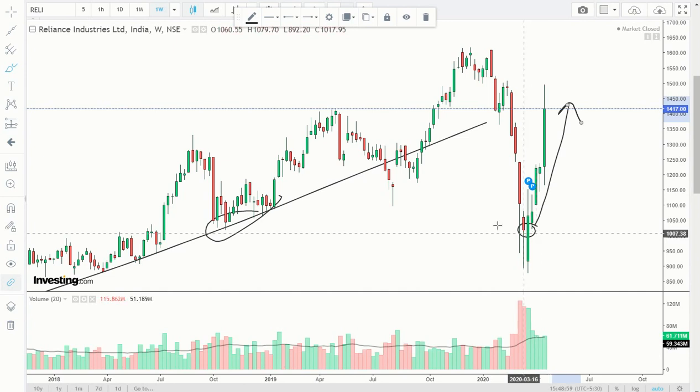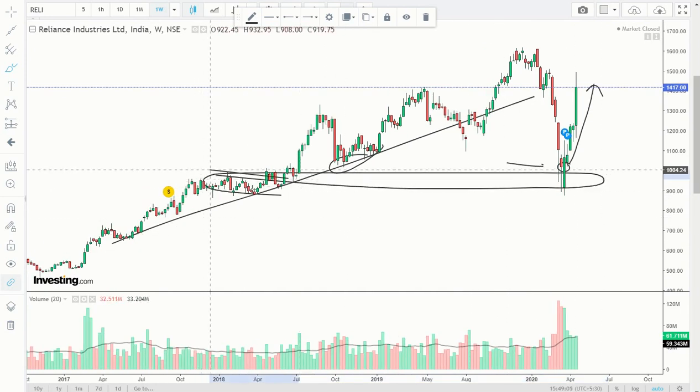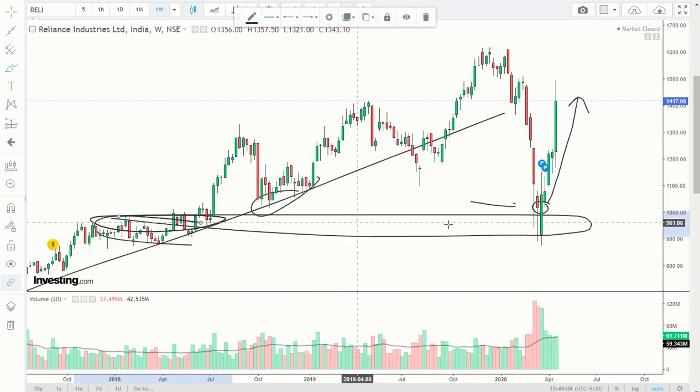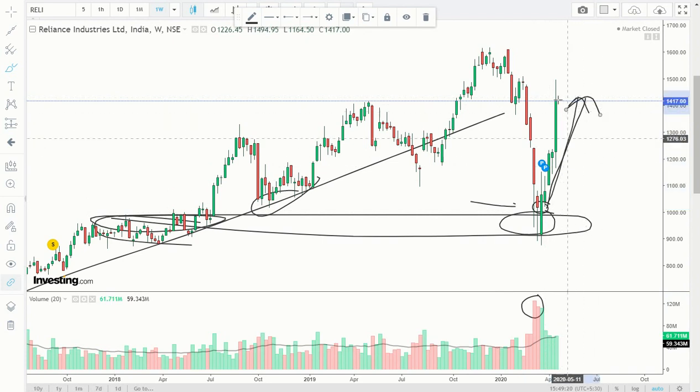But then who stopped you from buying this? If you look at technical parameters, there was a good support at this range, right? Prices consolidated here. You could have also bought in this range. Why didn't you buy? You could also see the volume was increasing in this particular range. Why didn't you buy?